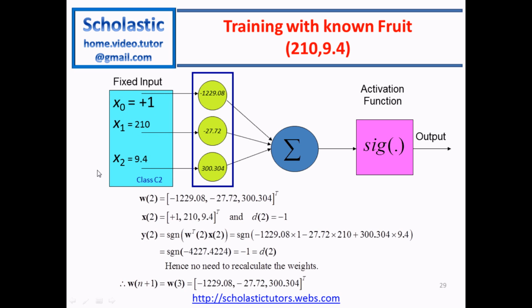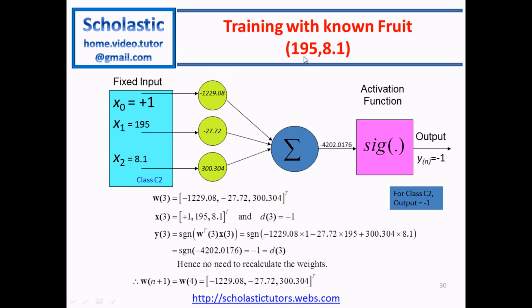Now we send our input, which was in class 2, through our weight vector, and calculate the output of the summation, which comes to this value. It is a negative value, so you follow through these workings here, and you get a negative signum value, which amounts to -1. What we wanted is -1, because this fruit belongs to class 2. So we have a correct answer here. That means this is the class 2 output, so we got the desired output for fruit 3. Hence there is no need to recalculate the weight, and our new weight vector remains as it is.